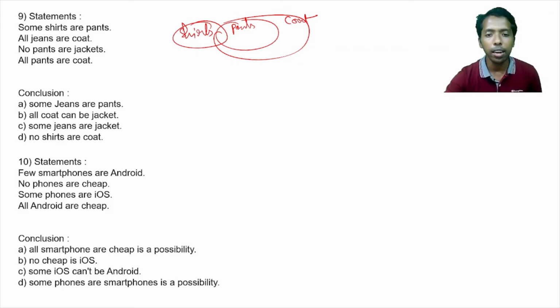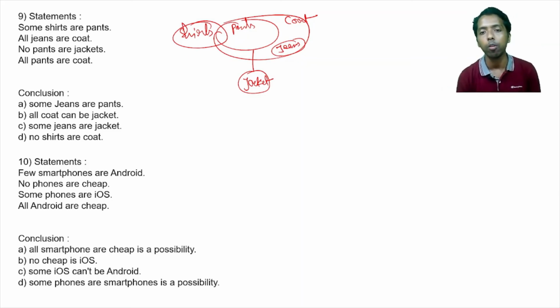All jeans are coat. So jeans is here, right? No pants or jacket. Here it is. No pants or jacket. We can make jacket into this coat part or in combination with jeans as well, but that would violate the condition of minimum overlapping criteria, right? So that's why I have made it outside the coat part as well, and jeans is within the coat part. So making the jacket part outside the coat part to validate the minimum overlapping condition here, right?